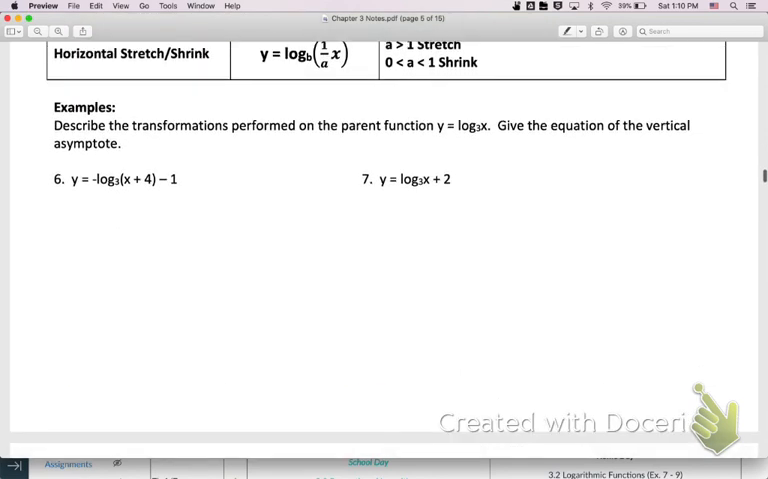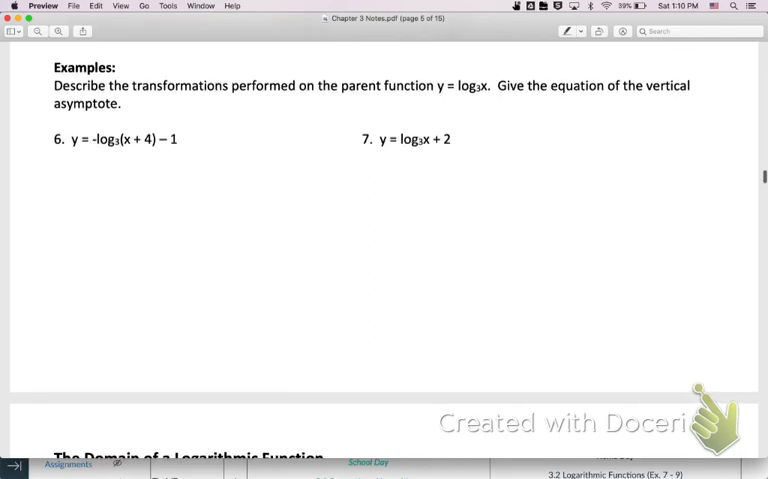So will you take a moment to pause the video and try number 6 and 7 and see if you can identify those transformations before we stop for today.